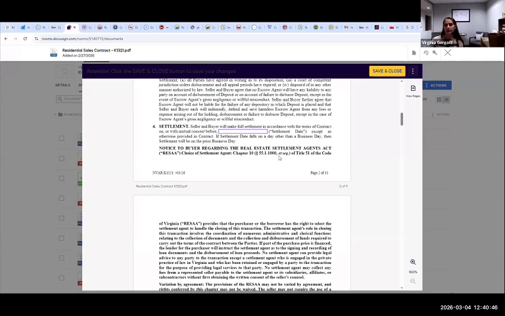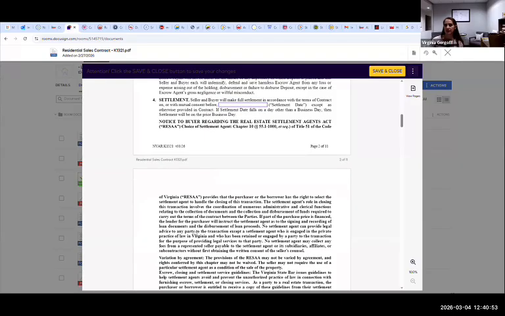Notice to buyer regarding the Real Estate Settlement Agent Act. Choice of settlement agent. This is something that was added recently, but basically this is a big disclaimer saying that the buyer has the right to choose the settlement agent for the closing transaction. So you're going to see some people saying the seller prefers this title company, and you can say, congratulations, that's wonderful. My client is choosing to work with this title company, right? You have the right to do that.